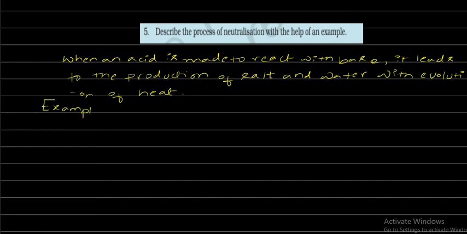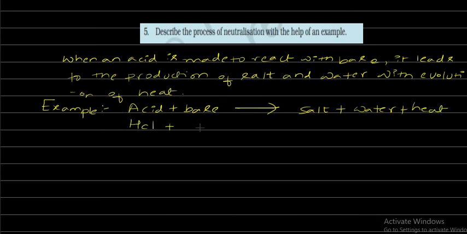So what example can you give for that? First I will write generally: acid plus base gives salt and water with the release of heat. In the place of acid I am taking hydrochloric acid, and in the place of base I am taking sodium hydroxide. So if you react HCl with NaOH, you will get finally the product as salt with the release of water and with the evolution of heat. So hydrochloric acid, when it is made to react with sodium hydroxide, results in the formation of salt as well.